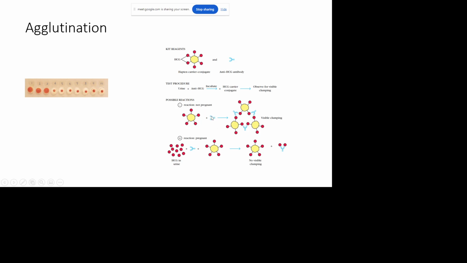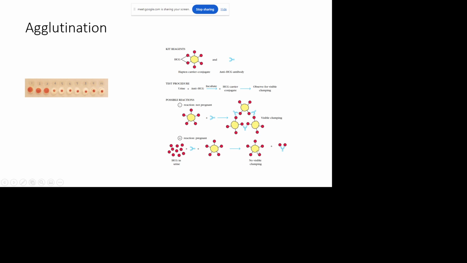So for that, the provided antibody was free to interact with this hapten carrier conjugated HCG, and it was able to make this cross linking, which will give you a visible clumping. But in the positive case, if your urine contains HCG, now this HCG will bind with the antibody which is provided by the kit, anti-HCG antibody. So now there is no antibody available to cross link with this hapten carrier conjugated HCG, right?